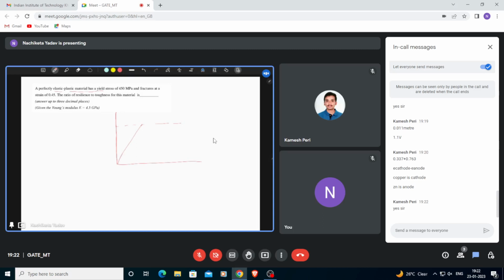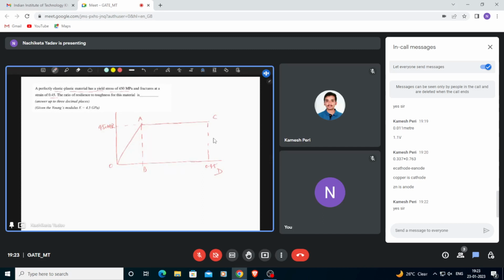It is a perfectly elastic and plastic material. So this is perfectly elastic, and after that it behaves perfectly plastic, right? Suppose it gets fractured here, where strain is 0.45 and yield stress is given as 450 megapascal. So what will be the resilience? Suppose I am writing O, A, B, C, D. We tell what is the resilience.